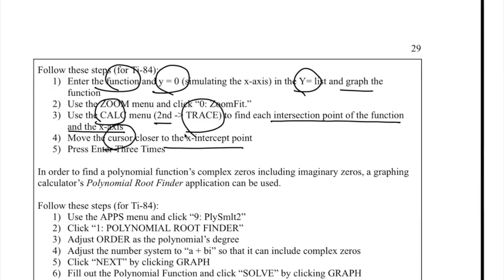Preferably, the first cursor should be below the x-intercept point, and the second cursor should be above the x-intercept point. And if you press enter 3 times, the calculator will automatically locate the x-intercept point for you.